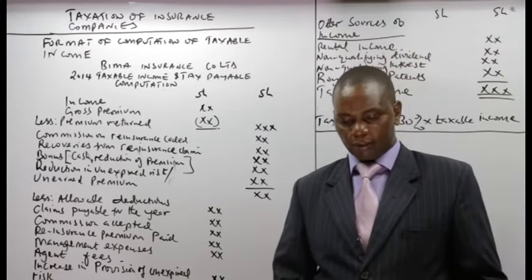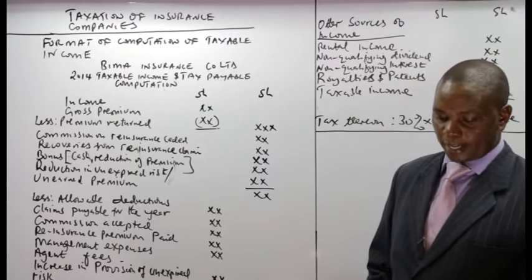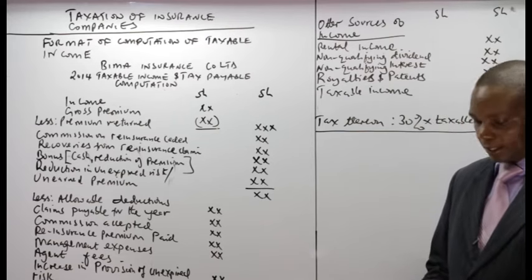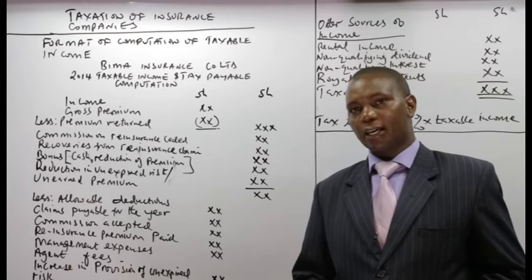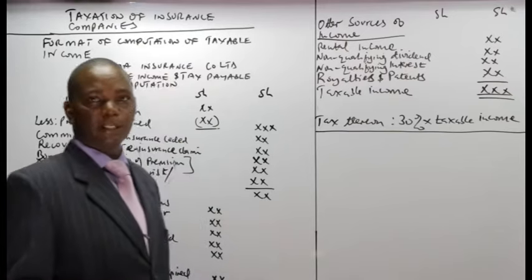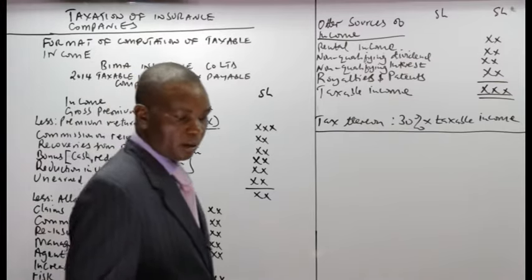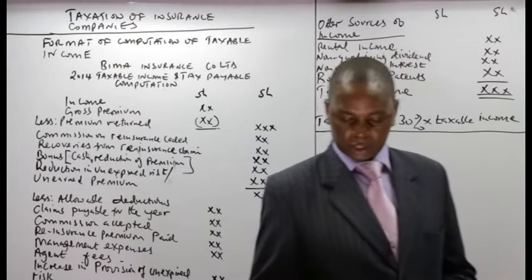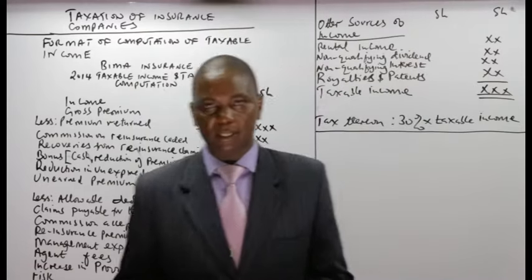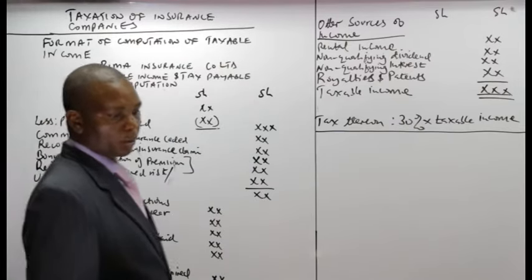And then also we have the commission paid. Commission which is paid is also deducted. That is the agent's fees and the commission paid that would be deducted. We also have other allowable expenses. And in particular, we can talk about the management expenses. We can talk about salaries and wages. We can talk about rent, we can talk about stationery, we can talk about capital allowances, etc. Just like for any other business, all the allowable expenses generally will also be deducted for an insurance company.